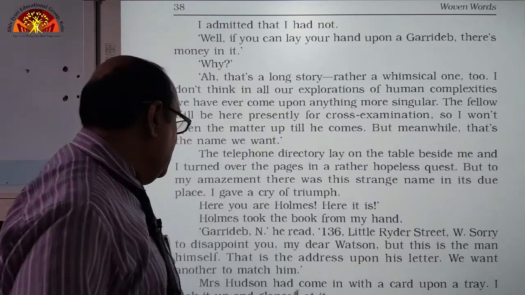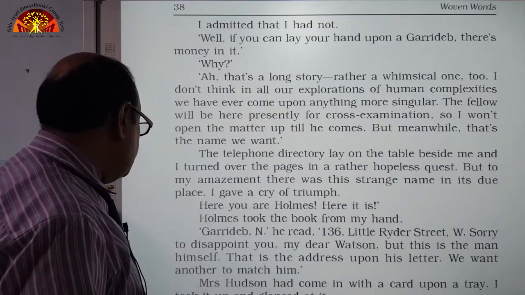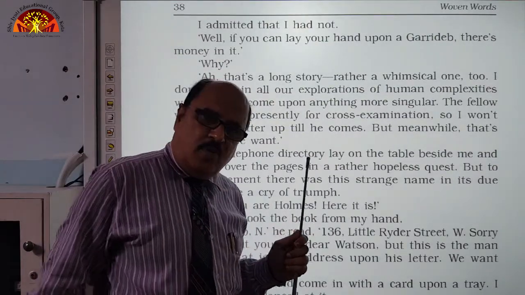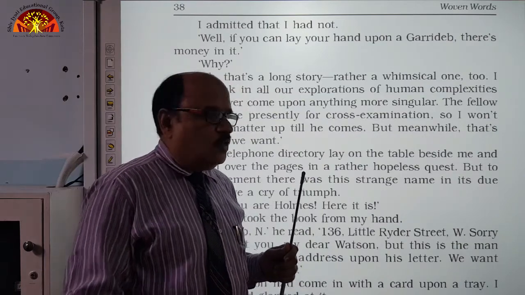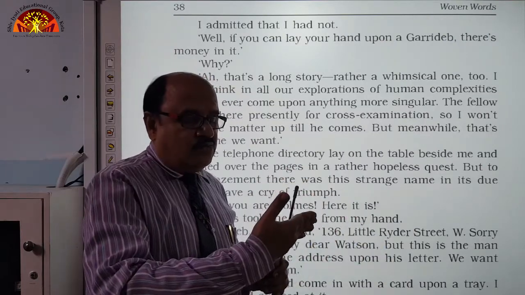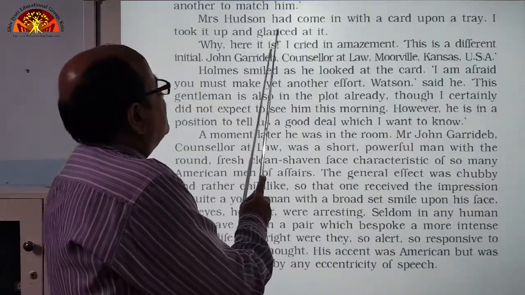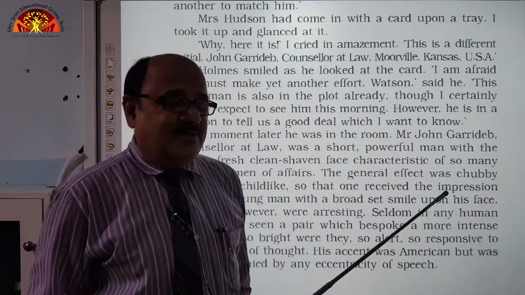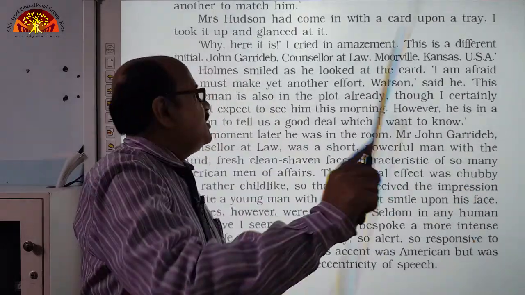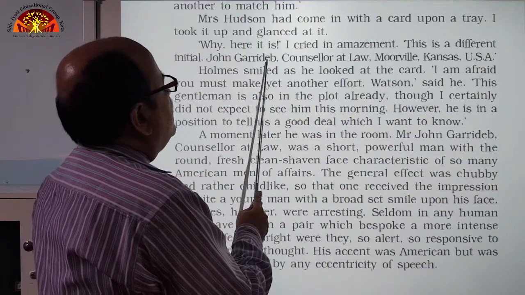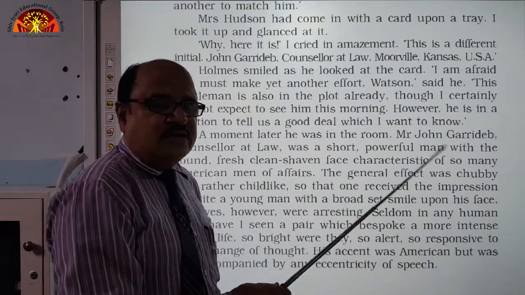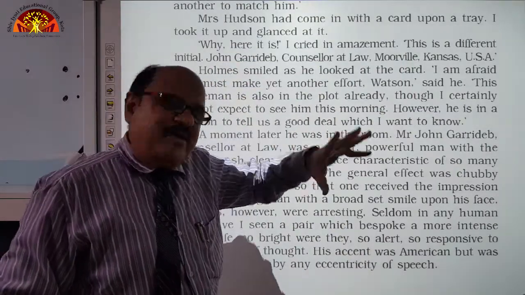Mrs. Hudson, in the meantime, had come in with a card upon a tray. "I took it up and glanced at it." Dr. Watson took the visiting card that was kept in the tray and went through the content. "Why, here it is," I cried in amazement. I said, Mr. Holmes, you were just talking about that guy and he has just turned up. "This is a different initial. John Gary Deb, counselor at law, Morville, Kansas, USA." He gave the introduction of the person whose name the card was bearing, right.